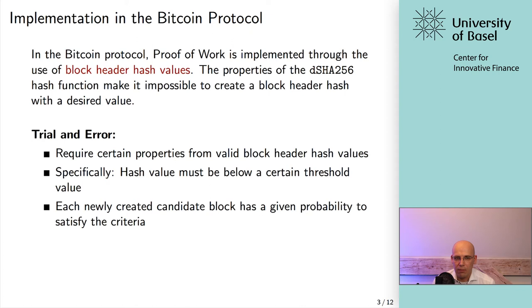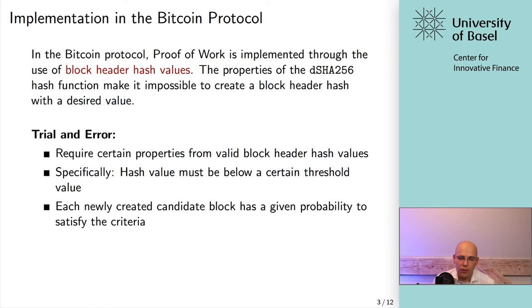Okay, and then you have certain properties that you're looking for. So we are defining that the resulting hash values have to satisfy certain properties, and they will only be accepted if they are actually satisfying these properties. Now, more specifically, how this is implemented is you're saying that the hash value must be below a certain threshold value.